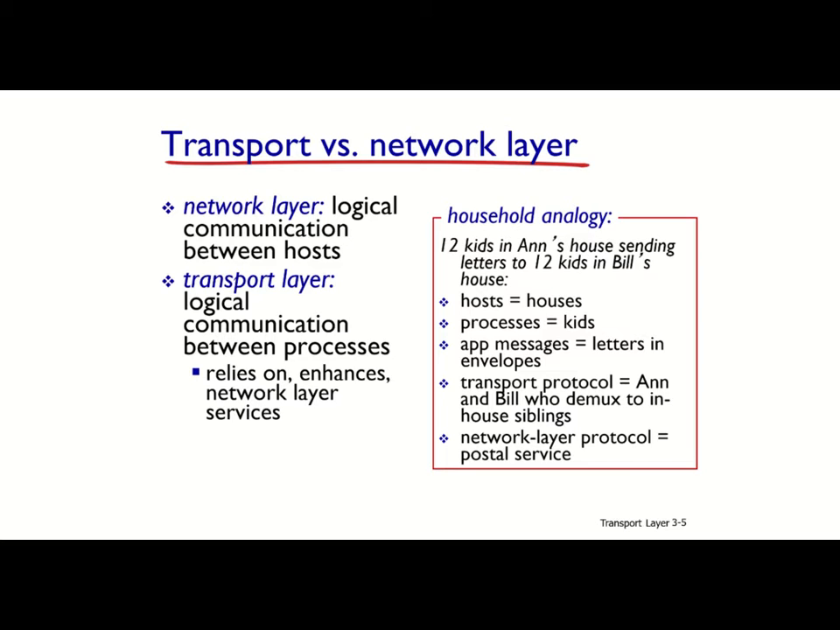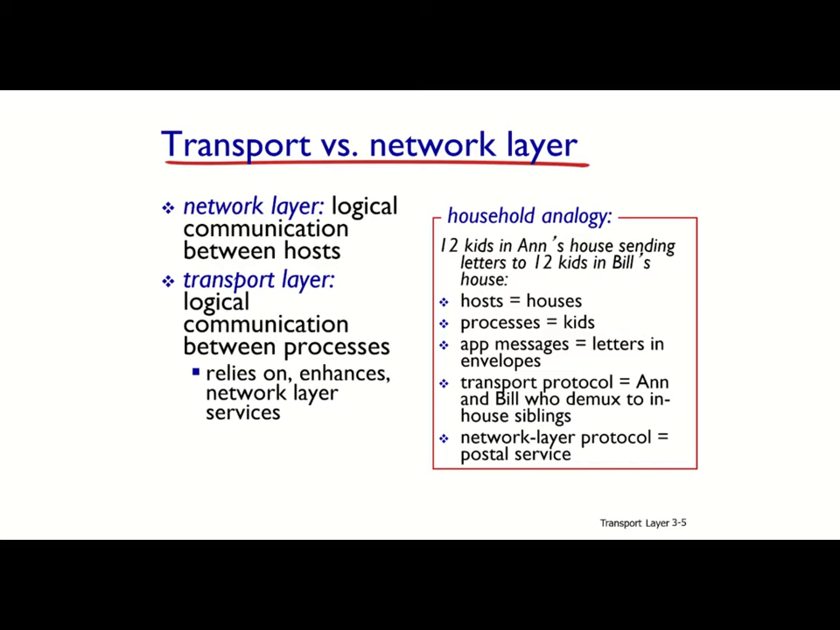However, we need one more service. In both Anne's house and Bill's house, we need someone to distribute letters among kids, because every letter is sent to a specific kid in Bill's house, for example. So there should be someone or some service that can distribute letters to the right kid in Bill's house. So when a letter arrives in Bill's house, someone has to read the recipient of the letter and pass it to the right kid, right?